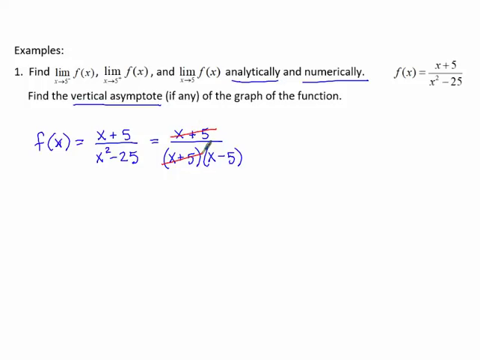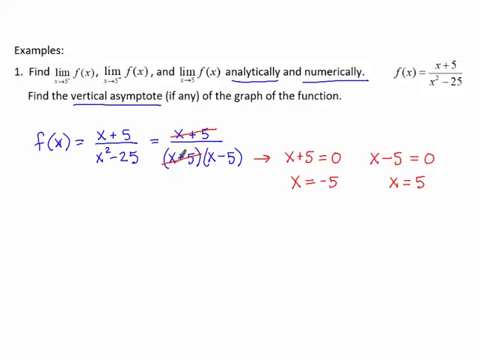However, anything that makes the denominator equal to 0 is going to give us some kind of discontinuity. So I'm going to take both of those factors, x plus 5 equals 0 and x minus 5 equals 0, and find those discontinuities. This gives us negative 5. This gives us positive 5.